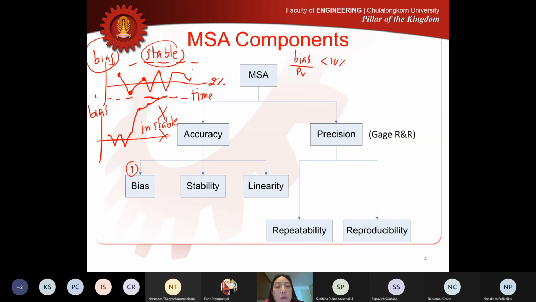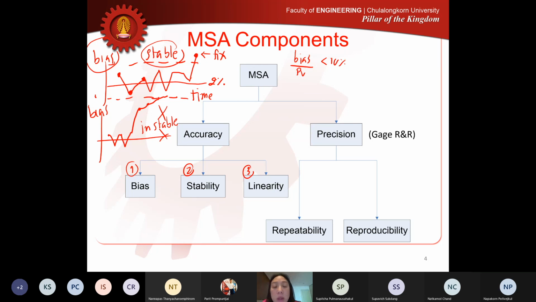But if your bias is out of control, at that time you know that you have to fix this problem, find out the cause of bias and then solve it. So that means that sometimes you need to check the stability of the bias.